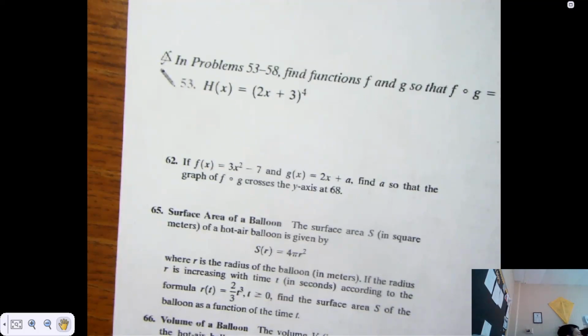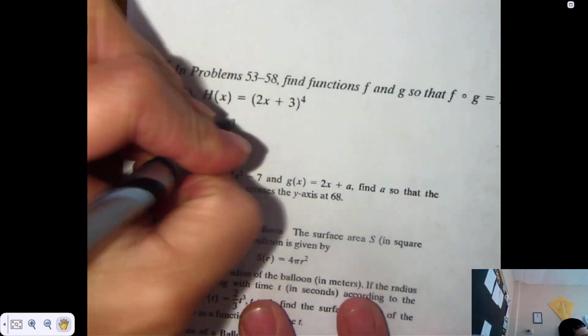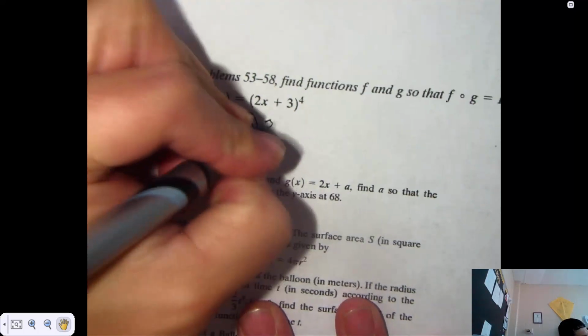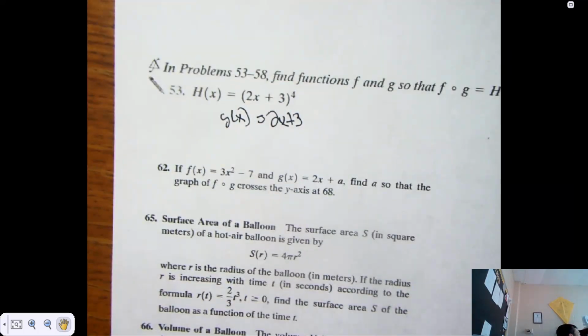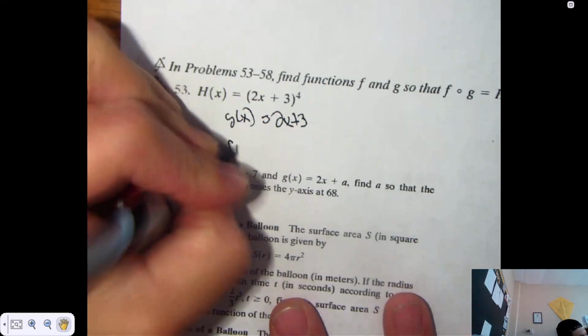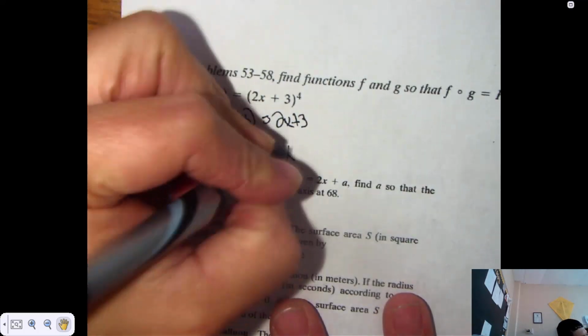You've got to think about the big picture and the little picture. The little picture is what's inside. The little picture, g on 53, is 2x plus 3. The big picture is that you take something and you raise it to what power? The fourth. Well, what do you want to call that something? X. So f of x is x to the fourth.